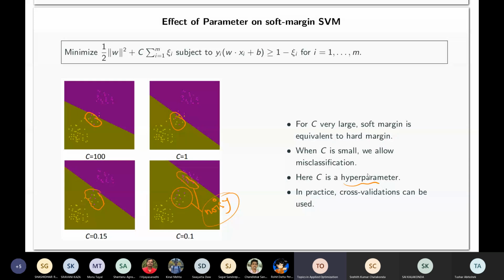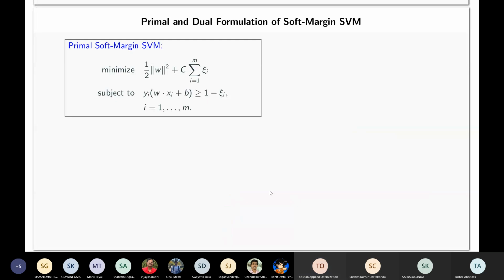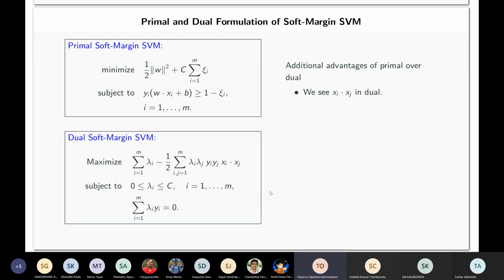But then again, this is a hyperparameter. So if you have no idea, then you have to play with this, and depending on the prediction, whether it makes sense or not, you have to tune it again and again. So C is something one has to play with, and during the testing time, you have to make sense of whether you trained your model well by choosing a certain value of the C. Okay. So soft margin primal is this form, and the dual is this form.